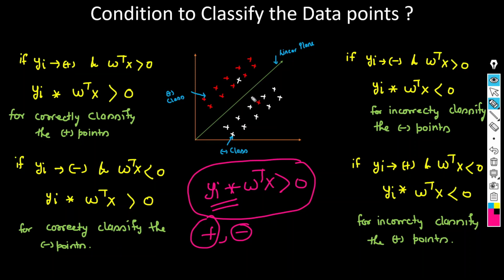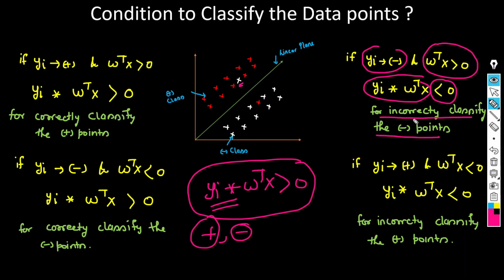Let's take some misclassification point, let this particular point come in the region of positive classes. For this point, our previous classifier will treat W transpose x as greater than 0, but the value of y_i is negative. So this is negative, this is positive, and the total value would be less than 0. It means for the incorrectly classified points our equation will be less than 0.